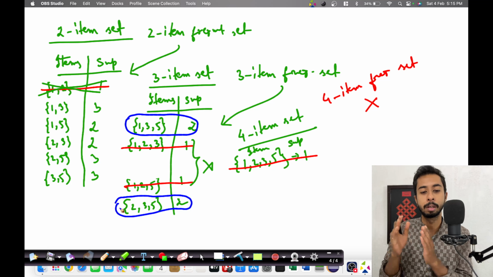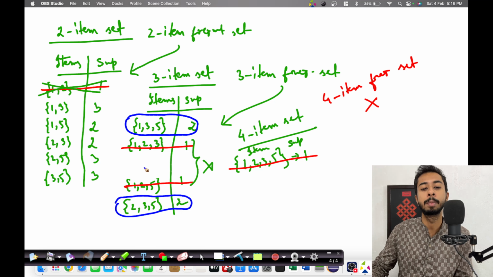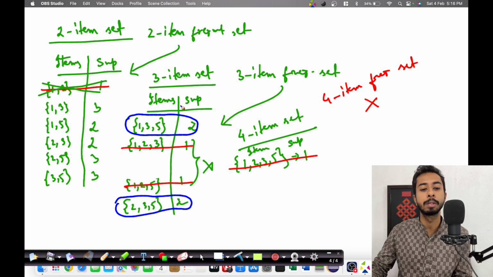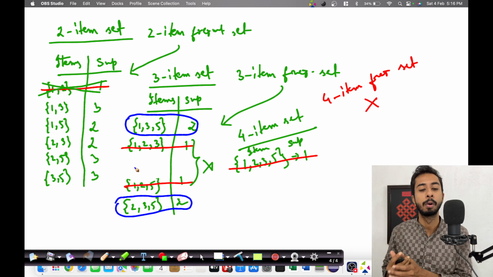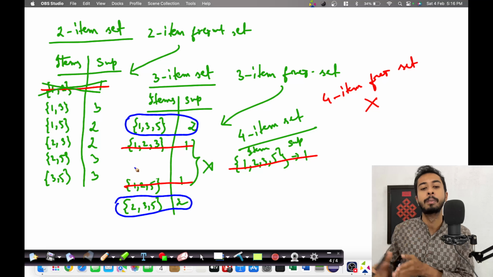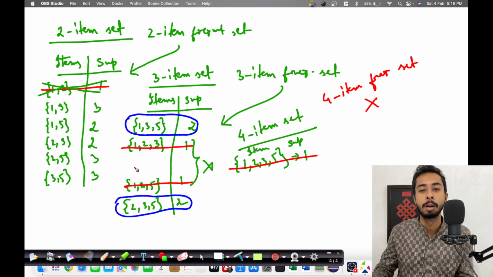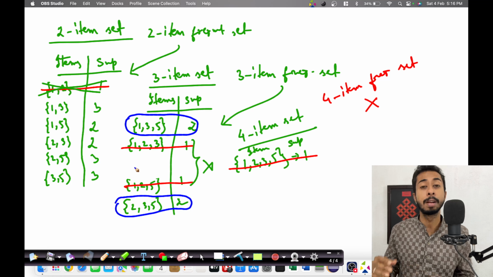Just note down that we need to use these two only, because in the 3 item frequent set we don't have 1 2 3 and 1 2 5. These are already discarded. Only the valid ones are 1 3 5 whose count is 2 and 2 3 5 whose count is 2. So we'll be using these two frequent item sets in the next video to generate the final rules, right?